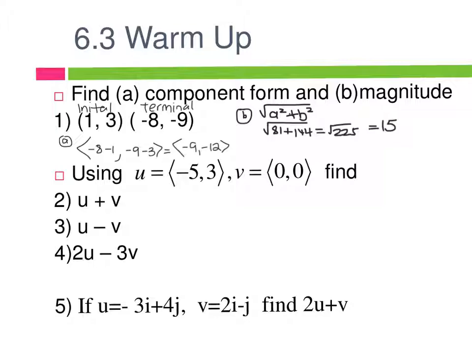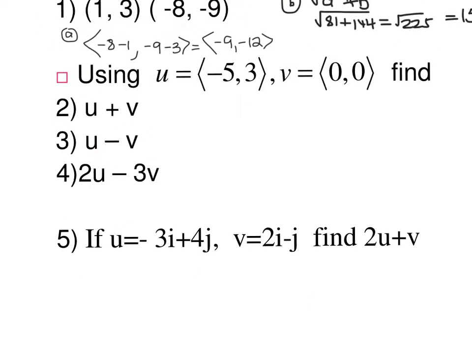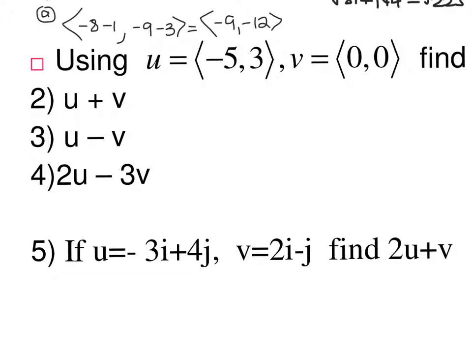All right, numbers 2, 3, and 4 are based on u being <-5, 3>, and v being <0, 0>. So if it's u plus v, then I'm adding the first term in each. -5 plus 0 should be -5, and I'm adding the second term in each, 3 plus 0, which would be 3. u minus v is taking the first one in u and subtracting the first one in v, so it still doesn't change because it's 0, but it would be -5 minus 0. And then 3 minus 0, again, would stay 3.